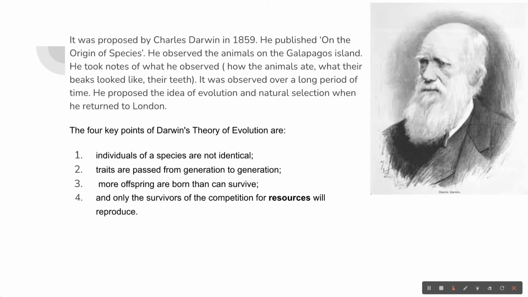Evolution was proposed by Charles Darwin in 1859. He published On the Origin of Species. I actually own this book. I haven't read it all because it is quite detailed, but I would love to read it all one day. He observed, he had many trips, to a place called the Galapagos Islands, which I would love to go to, but one day when we can travel again, maybe we'll go there.